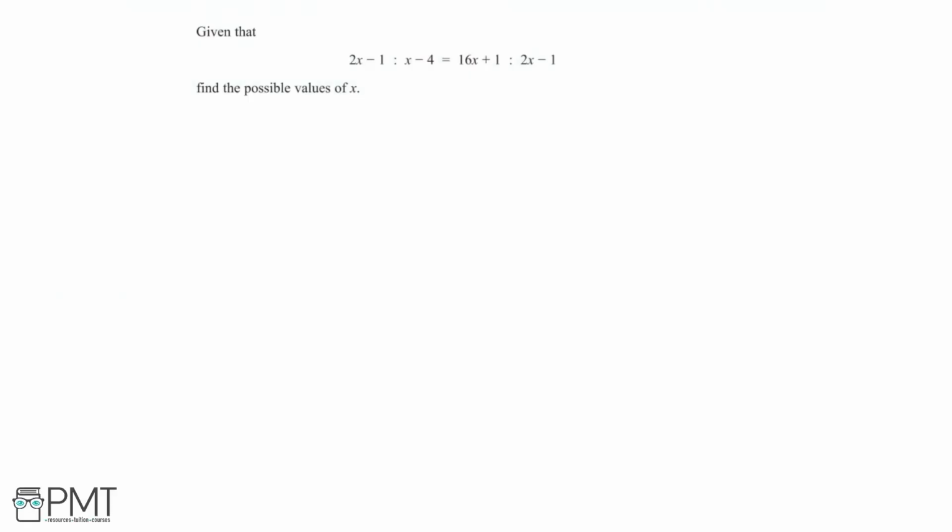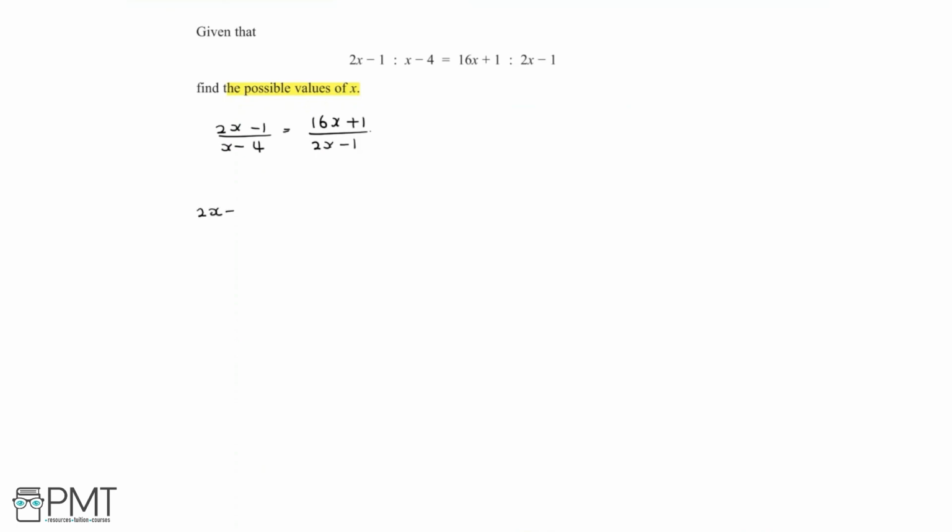In this question, we're told that the ratio of 2x minus 1 to x minus 4 is equal to the ratio of 16x plus 1 to 2x minus 1. We need to find the possible values of x. Now we can start by writing the ratios as a fraction. So we can say that 2x minus 1 over x minus 4 is equal to 16x plus 1 over 2x minus 1. Now let's cross multiply.